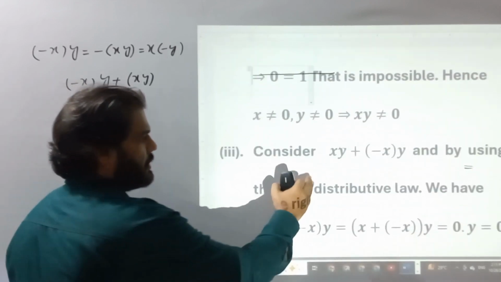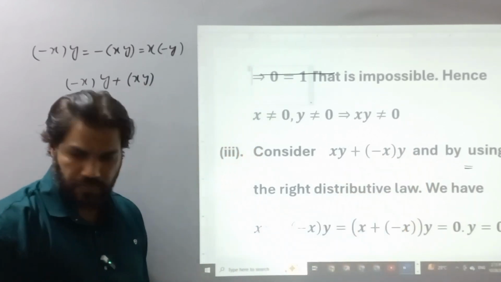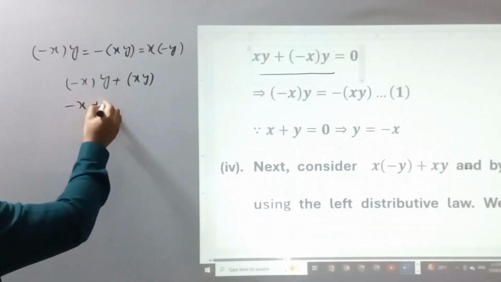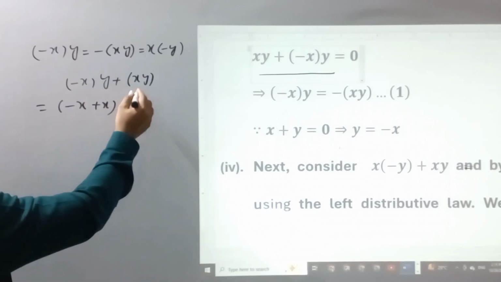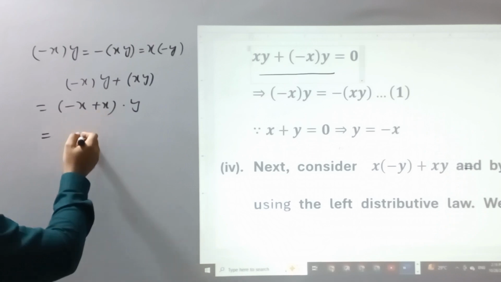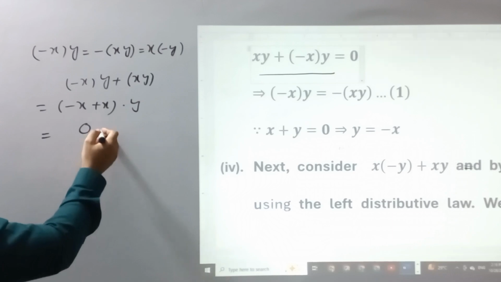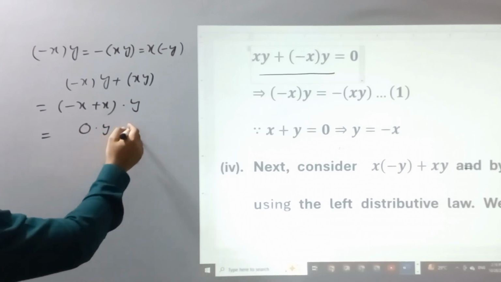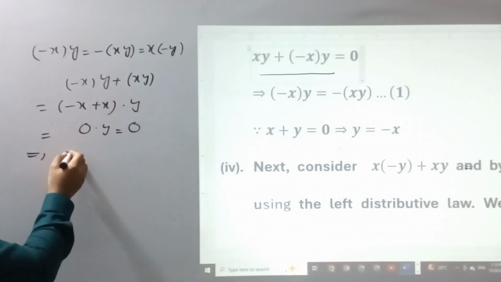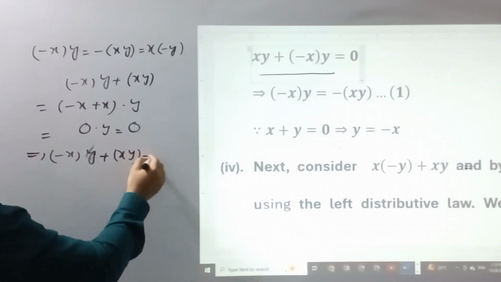Consider xy plus minus xy, and by using the right distributive law, this will become minus x plus x into y after taking y common from the right side. Minus x plus x gives us 0. This will become 0 into y. Now 0 into y equals 0. This shows that the sum of minus x into y plus x into y equals 0.